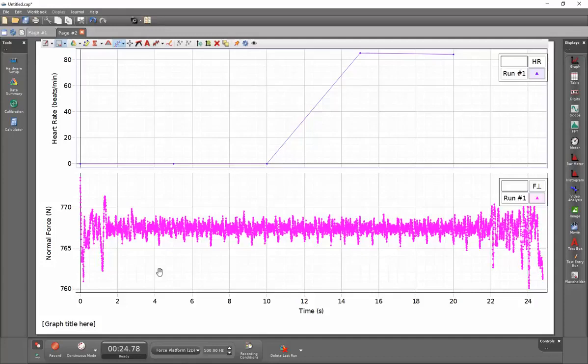When the heart beats and ejects blood from the left ventricle, that blood will go up and through the aortic arch. As that blood takes that corner, it will exert an upward force on the aortic arch and will reduce the normal force felt by the force platform.